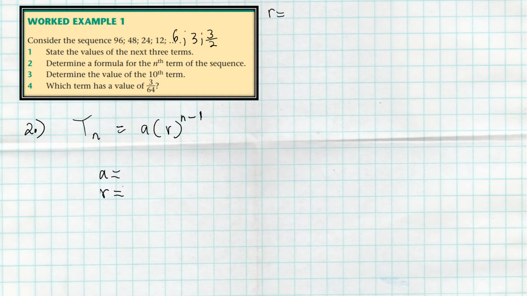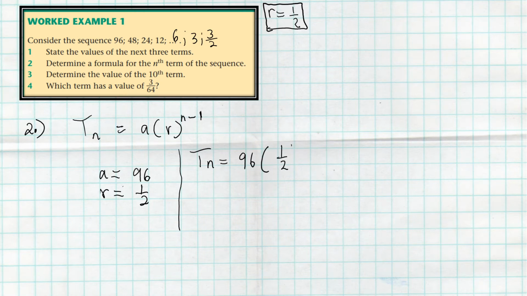But we already calculated r. We got r as 1 over 2 in the previous question. Even a, we know it's the first term, which is 96. So we can replace them and get the nth term of the sequence. It's a, which is 96, into 1 over 2, which is our r, exponent n minus 1. So this is the general formula of this geometric sequence.